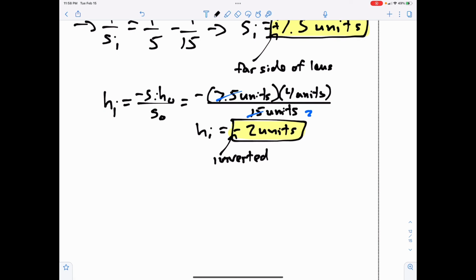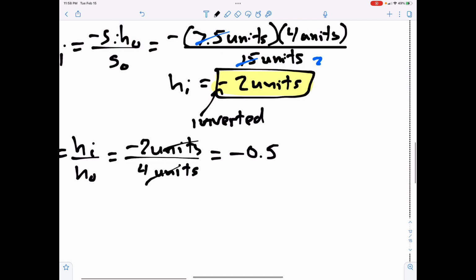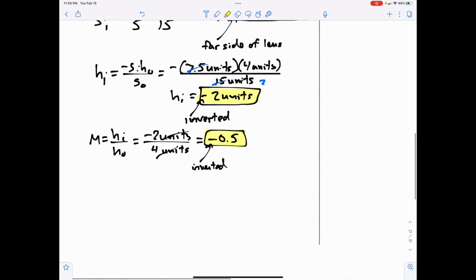Okay, and then finally the magnification, we could use image height to object height, and it would be negative 2 units over the object height, which was 4 units, or negative 0.5. So again, what does the negative mean? Inverted. What does 0.5 mean? Well, it means the image is half the size of the object.